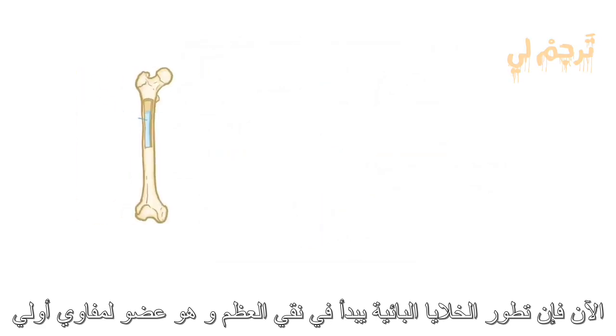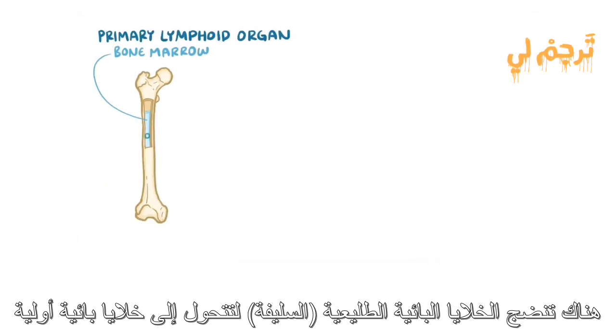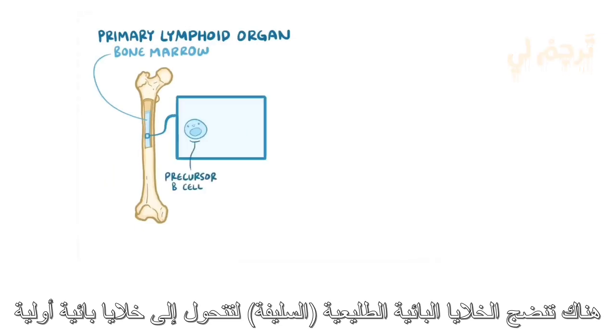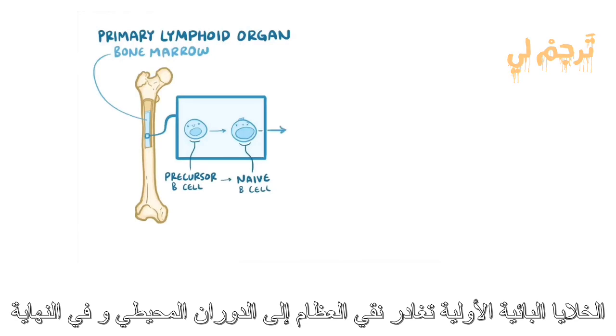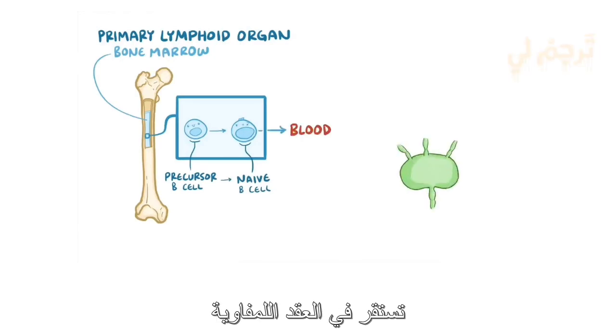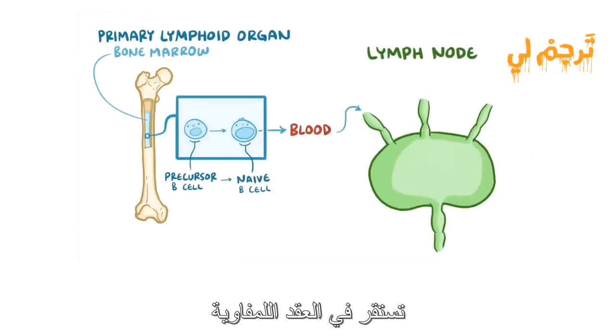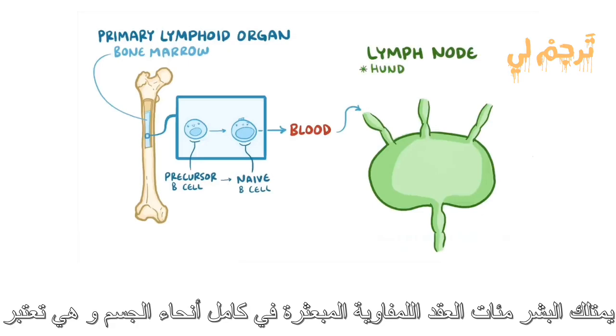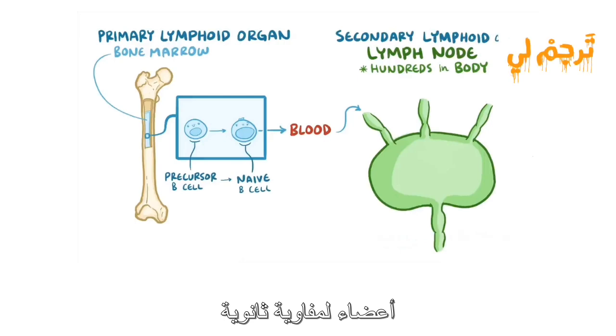Now, B cell development starts in the bone marrow, which is a primary lymphoid organ. That's where young precursor B cells mature into naive B cells. The naive B cells then leave the bone marrow and circulate in the blood and eventually settle down in the lymph nodes. Humans have hundreds of lymph nodes scattered throughout the body, and they're considered secondary lymphoid organs.